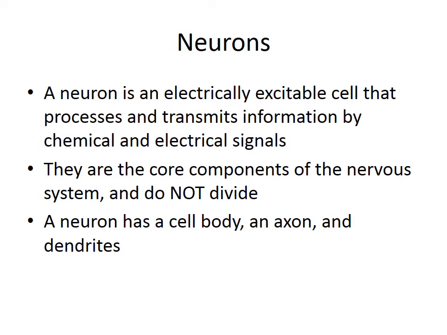So what is the definition of a neuron? A neuron is an electrically excitable cell that processes and transmits information by chemical and electrical signals. They are the core components of the nervous system and do not divide. So when we looked at embryology, we saw that the notochord was formed and the nervous system was formed from the ectoderm layer, and the fetus usually has a lot of nerves that are formed in the beginning, and then suddenly they're actually taken away by apoptosis, because the finished product doesn't need that many.